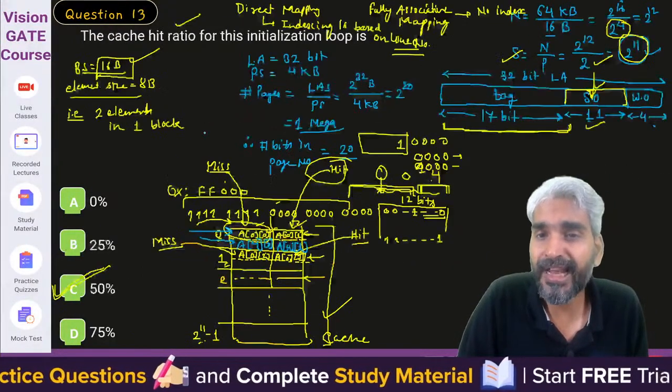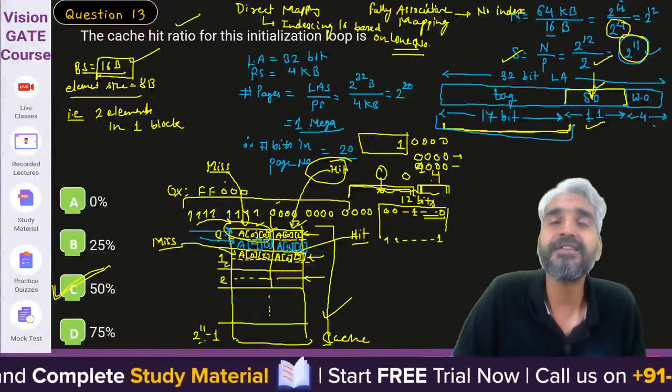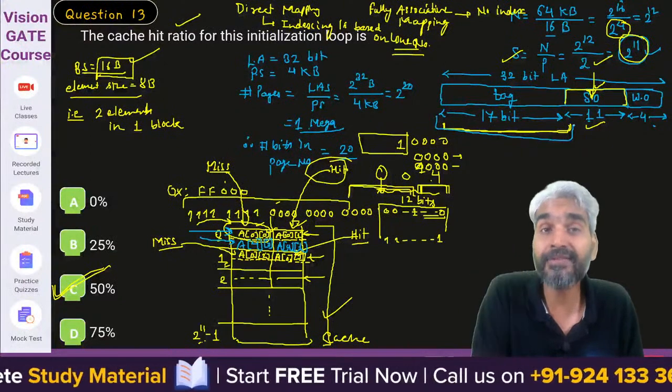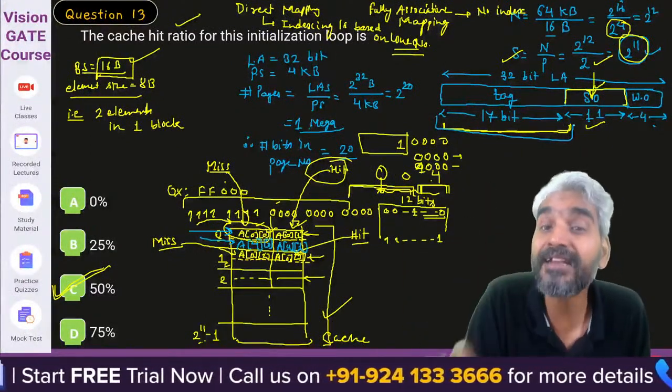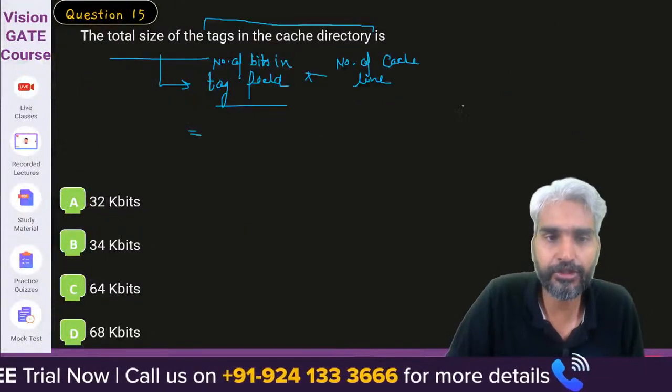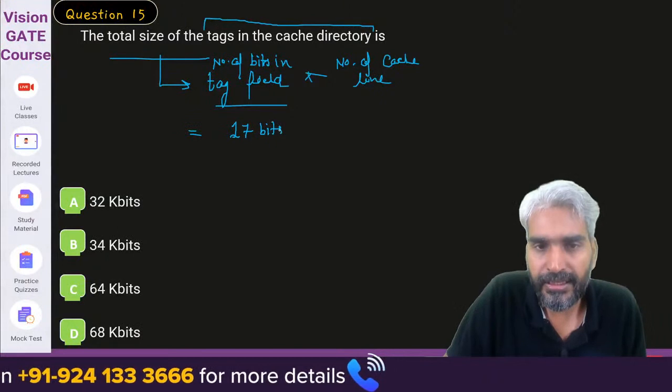So how many bits are there in the tag field? I just told you, there will be 17 bits in each tag field, and these 17 bits are with respect to the virtual address. This is a virtually tagged cache. So there will be 17 bits in each tag field.